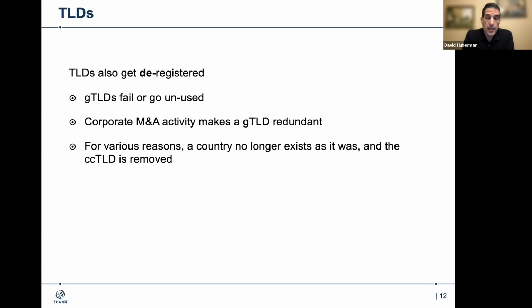Country codes, or TLDs in general, also get deregistered, right? Generic top-level domains can fail or go unused, and they don't need to be registered anymore. For some of the generic TLDs, there are a lot of things involved with corporations. And when there's merger and acquisition activity, sometimes that can make existing gTLDs redundant, so they get deregistered. And in the geopolitical landscape, sometimes countries no longer exist for a variety of reasons. And when that happens, the ccTLDs themselves get removed to keep up with current events.